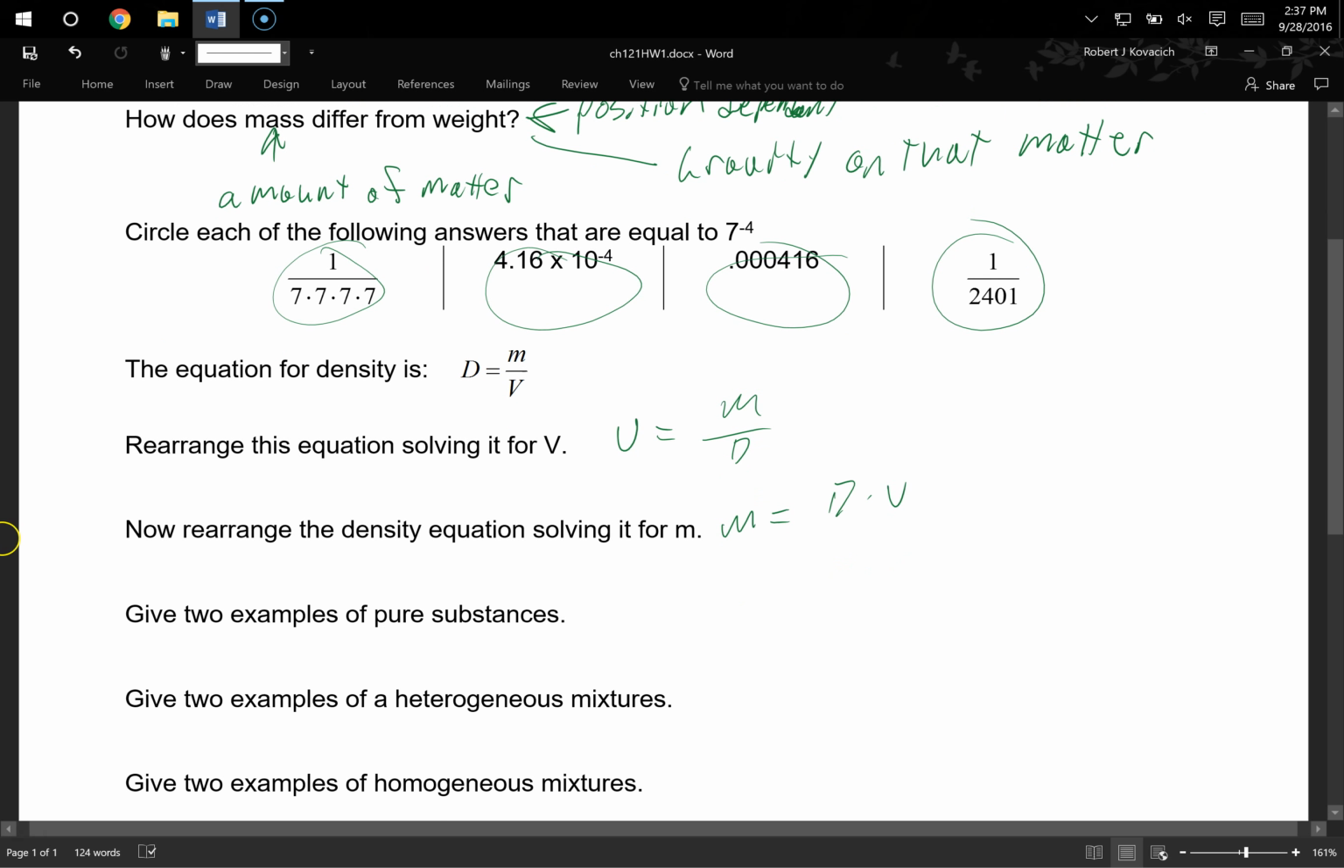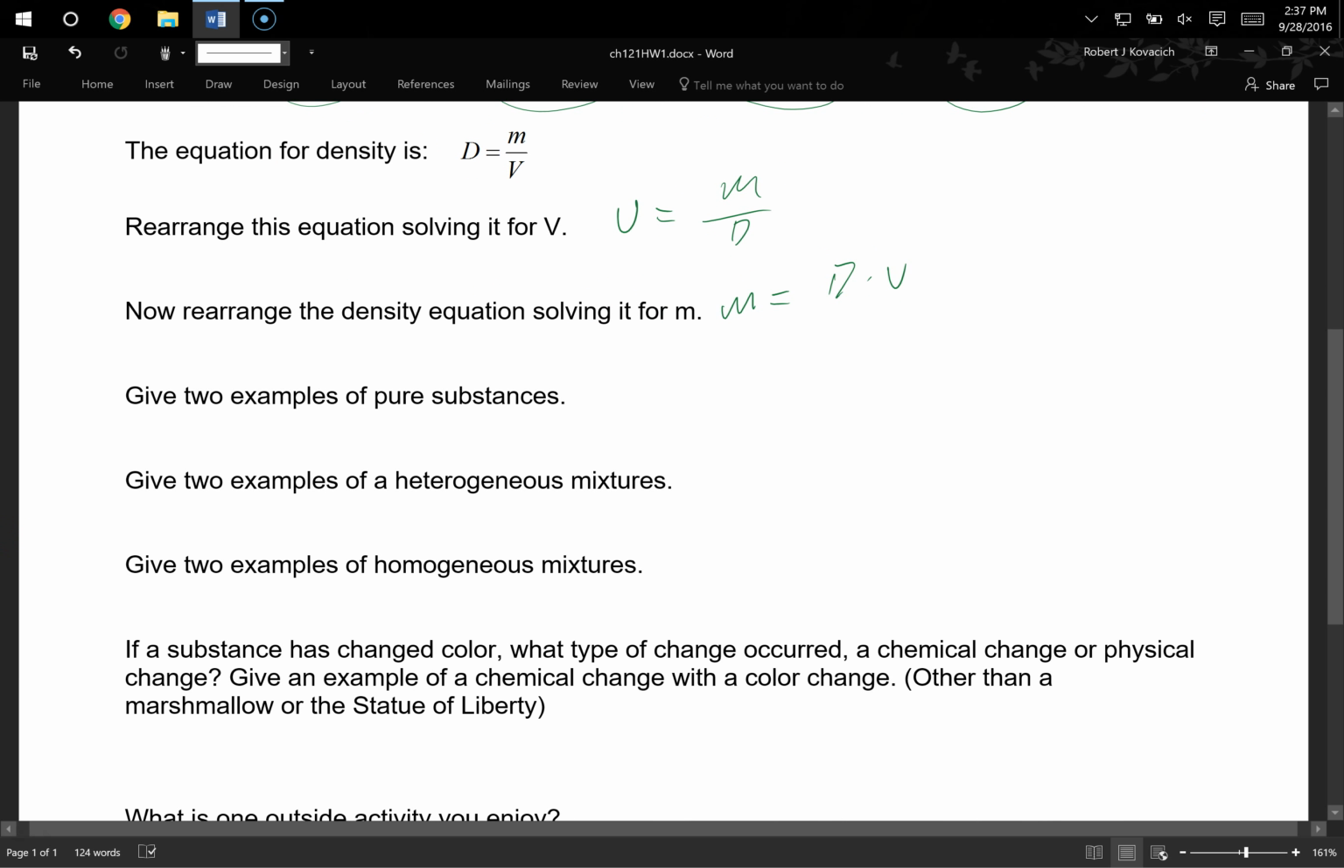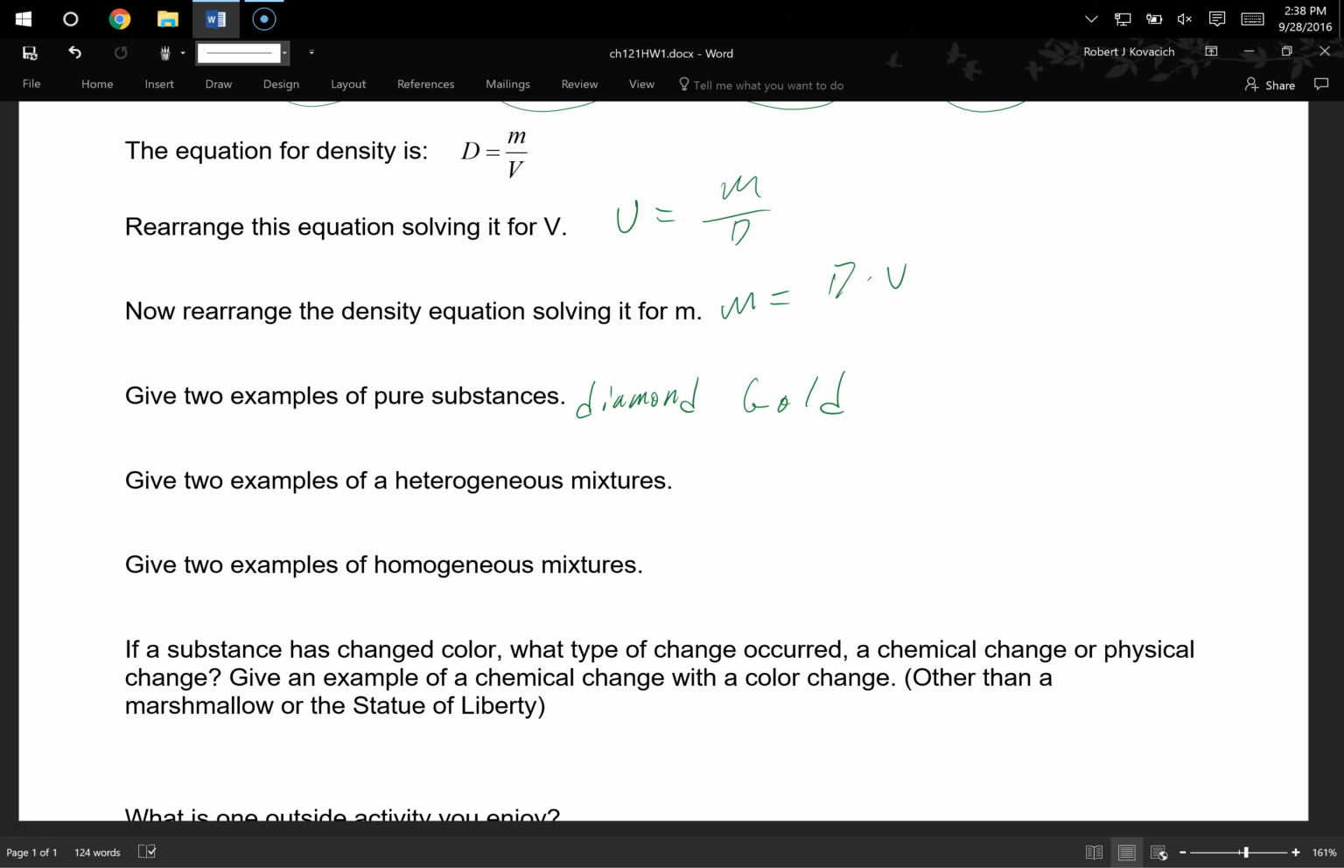Give me an example or two examples of pure substances. Somebody? Anybody? A diamond. Sure. It's a pure substance. Another one? Gold. Heterogeneous? Vinaigrette salad dressing? Yeah. That's a good one. Another one? Chicken noodle soup? Yeah, that's great.